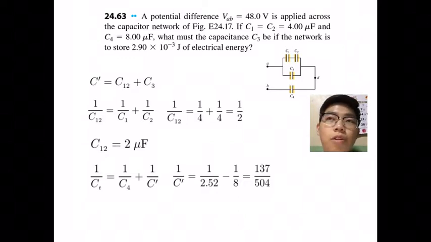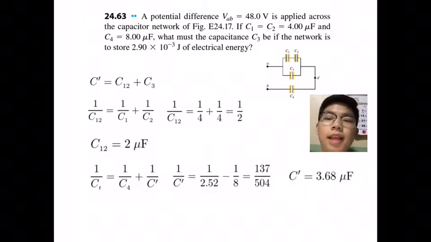As we saw a while ago, we got our CT is equal to 2.52 μF. We can just use 2.52 since everything here is in μF, and we can cancel out the μF. So 1 over C0 is equal to 1 over 2.52 minus 1 over 8, with 1 over 8 representing C4. So 1 over C0 is equal to 1 over CT, the total, minus 1 over C4. We find that 1 over C0 is equal to 137 over 504. Since these are still under a numerator of 1, we can raise everything to negative 1, and we find that C0 is equal to 3.68 μF. So we just put back the μF from a while ago.